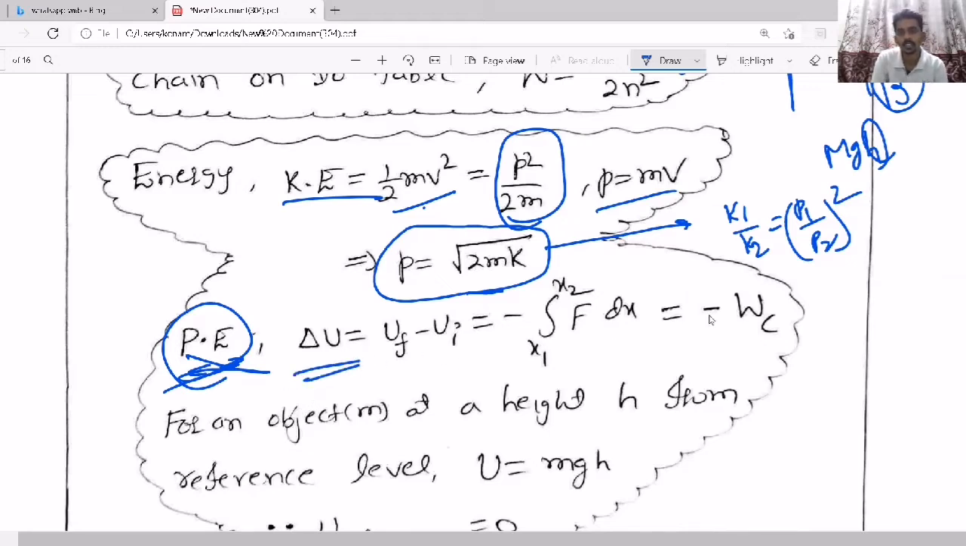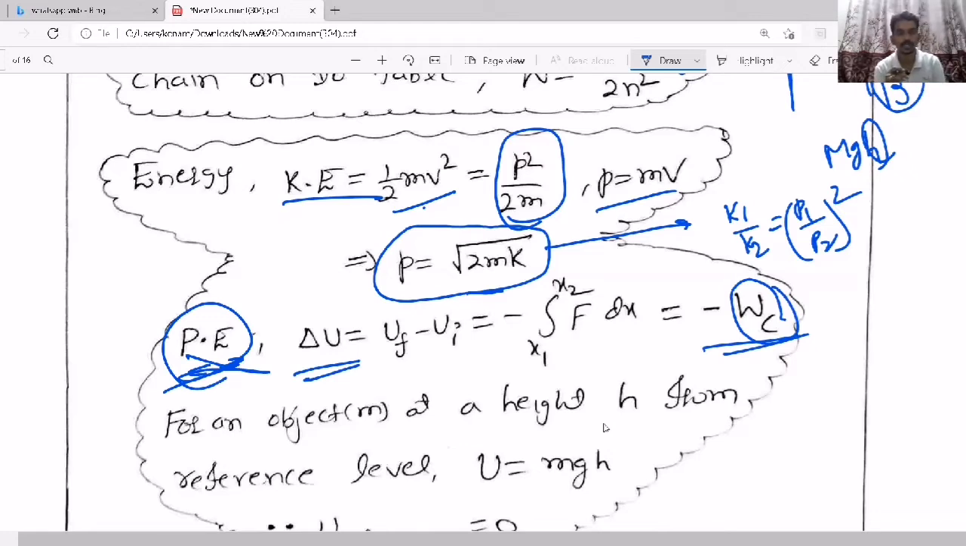That change in potential energy is always equal to the negative of work done by conservative forces. And the well-known thing we study here is if there is a particle at any height from the reference level, usually we take ground as the reference level, and on the ground we consider that the potential energy is zero. But depending on the given question, you can consider anything as the reference level.